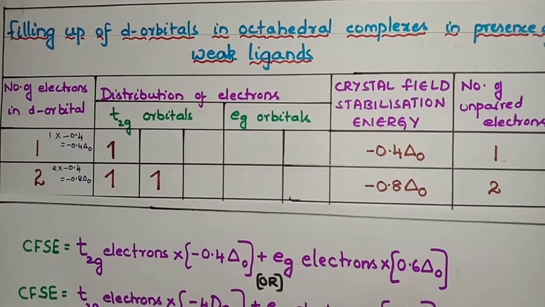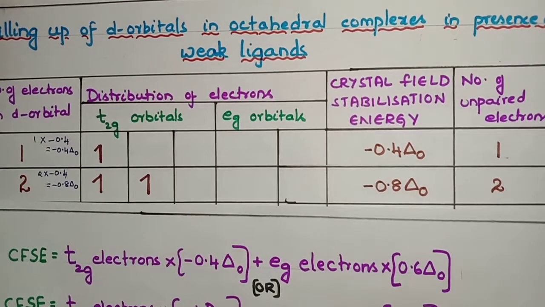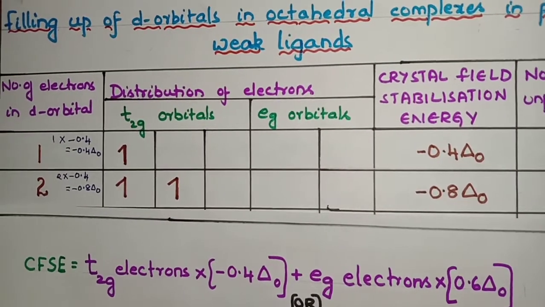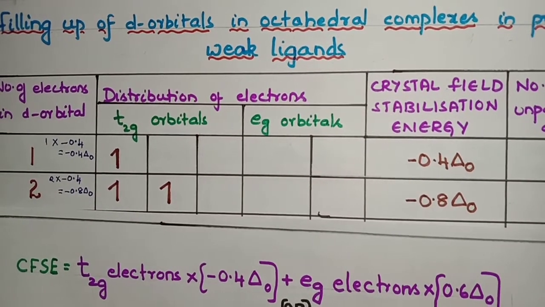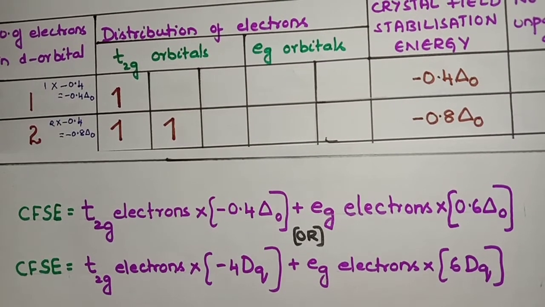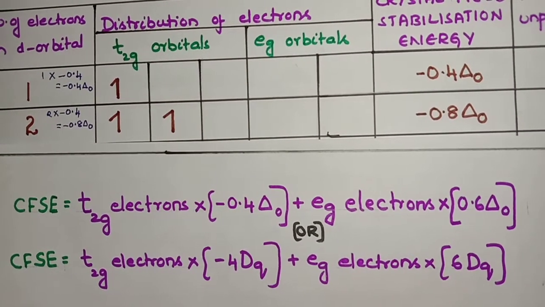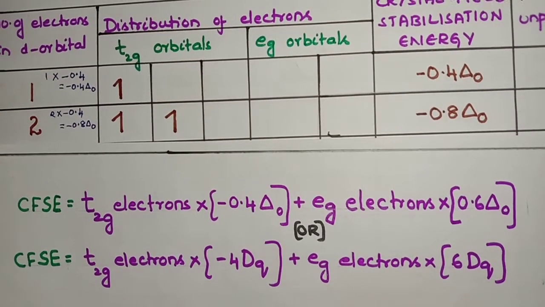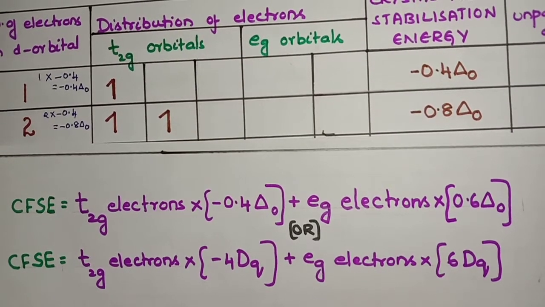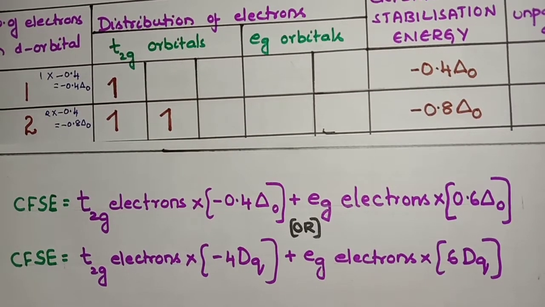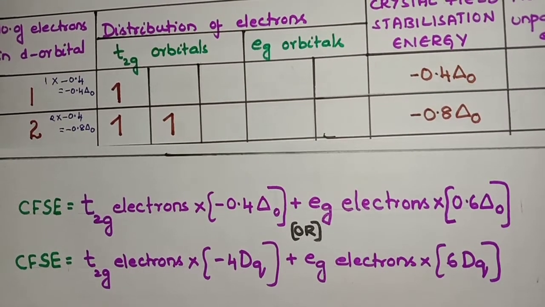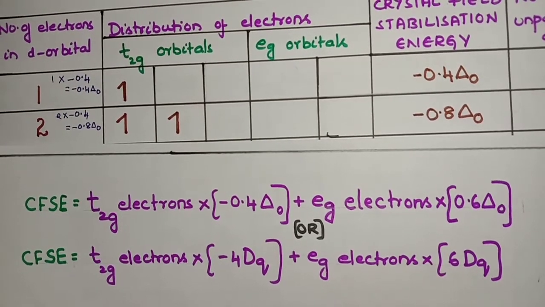In the previous class, we have learned filling up of d orbitals in octahedral complexes in presence of strong ligands. There we have learned a formula about how to calculate CFSE, that is crystal field stabilization energy: number of electrons in t2g orbitals into minus 0.4 delta O plus number of electrons in eg orbitals into 0.6 delta O. Do you remember? Practice that table and calculation perfectly, students.